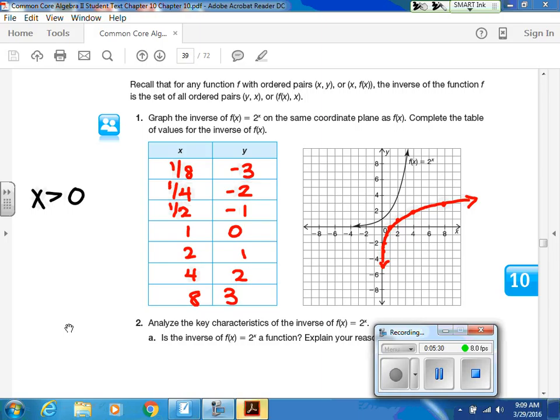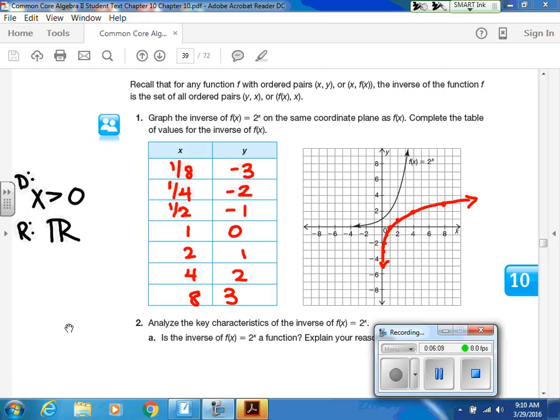What's the range? All real numbers. Remember, we just traded domain and range, right? So if you look over on page 774 where it says the domain is all real numbers, that's going to be the range on the inverse. And it said that the range is all positive, so that's going to be the domain on the inverse. You just switch your domain and range.